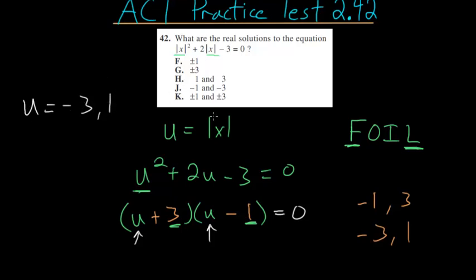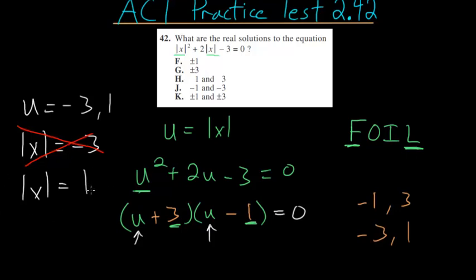But u is also equal to the absolute value of x. So really, we could write the absolute value of x is equal to negative 3, and the absolute value of x is equal to 1. For this top equation here, this absolute value of x is equal to negative 3. When you put any number into an absolute value sign, it has to come out positive. So in this case right here, there are no x values such that when you take their absolute value, you get a negative number. So this is not possible, and we can just eliminate this from our solutions.